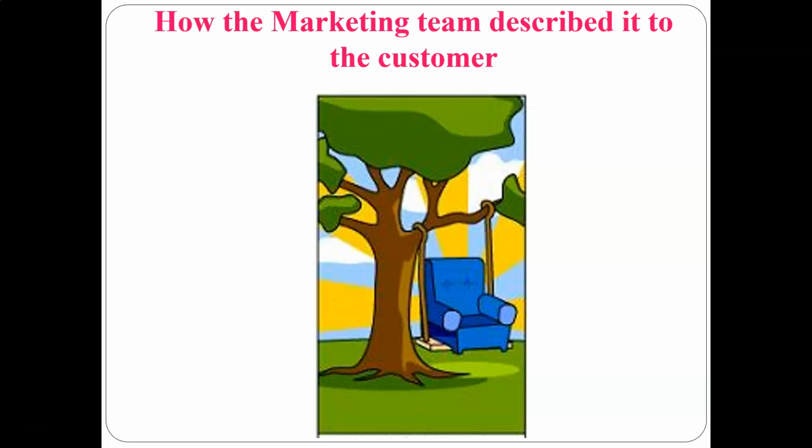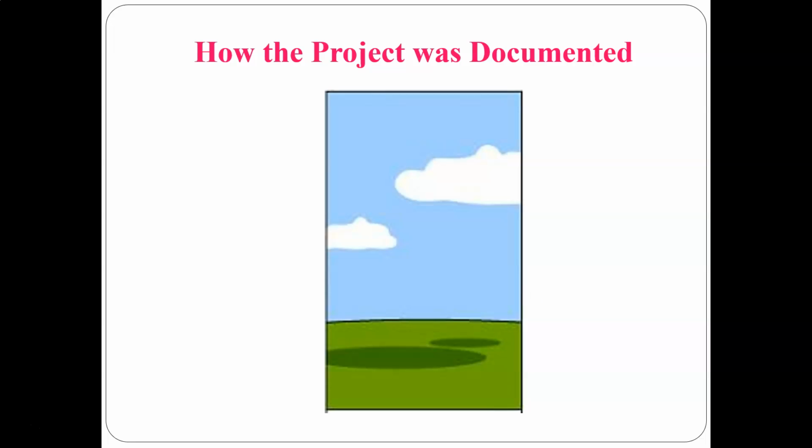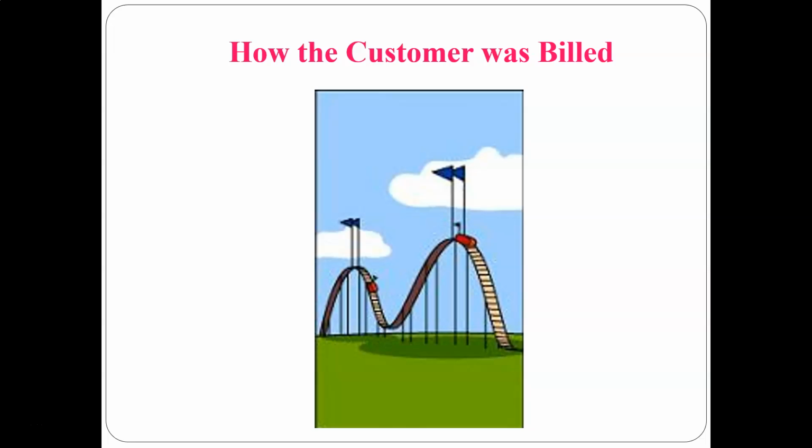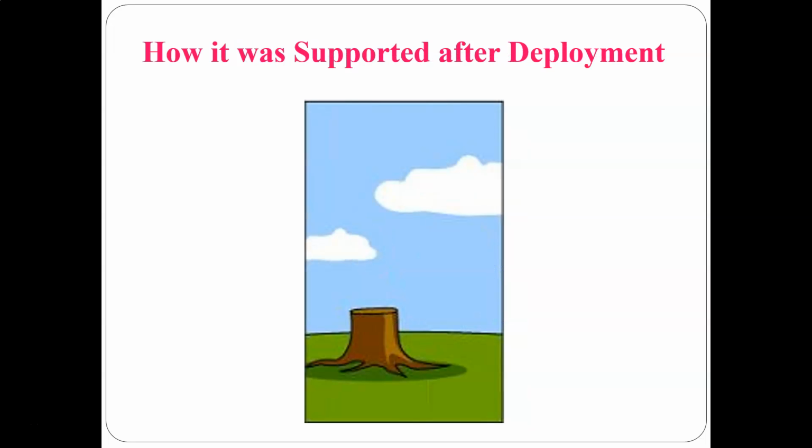Then the marketing team describes it to the customers. This is the way the software is needed today. Then the project was documented. This is the way the project was documented. Finally, the project is deployed to the customer side. This is the way the project was finally deployed to the customer. This is how the customer built it from their side. Finally, it was supported after deployment like this.